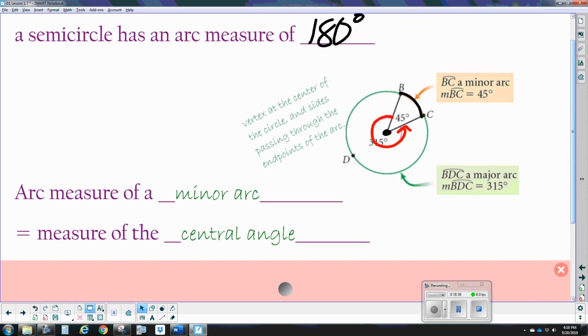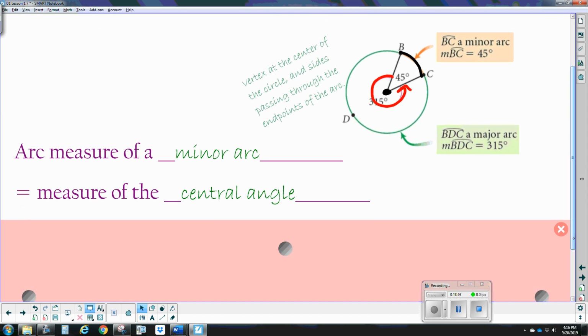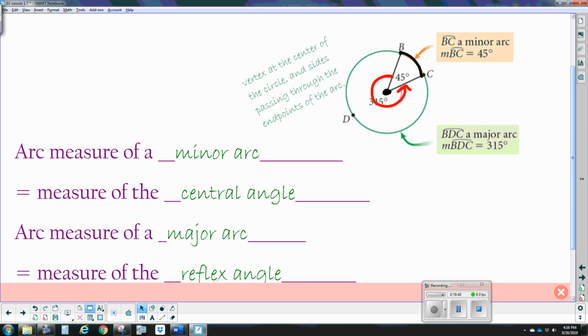So arc measures of a minor arc are equal to the central angle, and arc measures of the major arc are equal to the reflex of the central angle. The central angle, again, being the shortest distance between the two sides that make up the arc, the two radii that make up the arc.